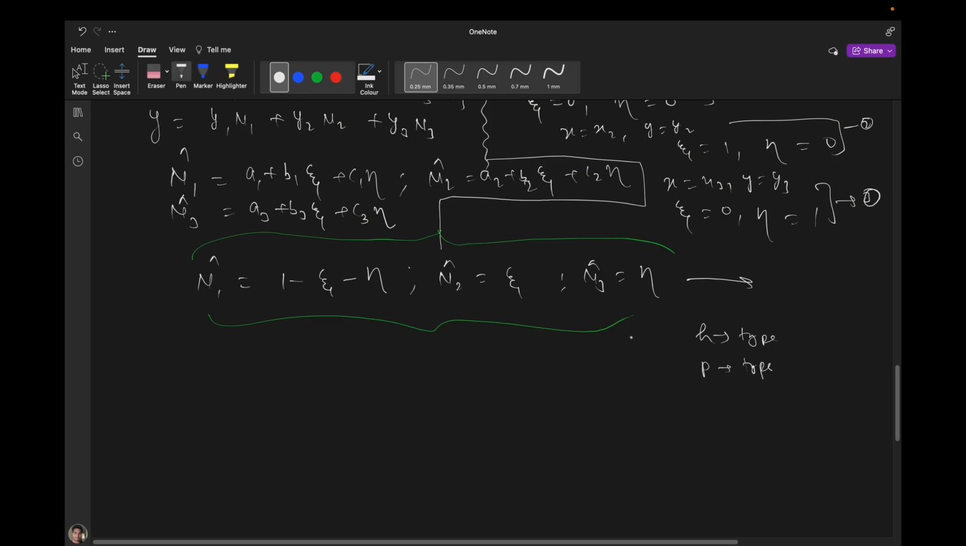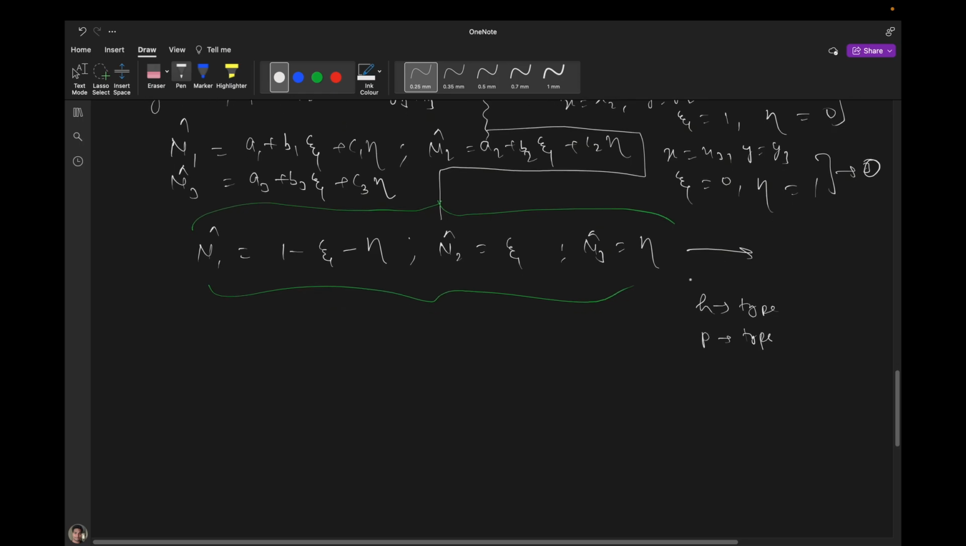When we are keeping the shape function very simple, then we have to increase the number of elements. In that case we can say that it is H type. But when we increase the order of the polynomial of the shape function, then we need very few elements. In that case we can say that the problem is P type. So here we are doing a very simple thing: we are considering the linear shape function.